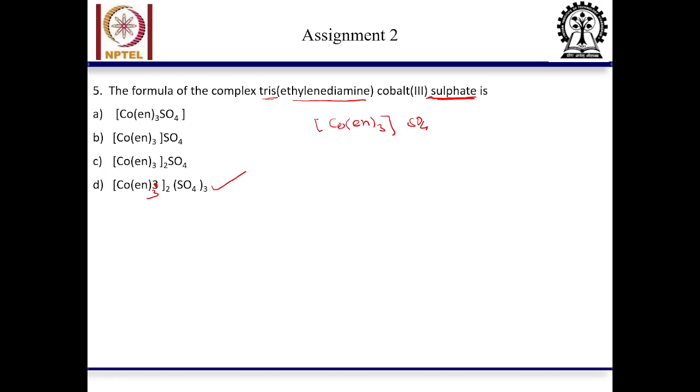This cobalt is in the +3 oxidation state, it's already written. So the charge on the coordination sphere will also be +3 because this is a neutral ligand. In sulfate it is 2 minus. Now if we want to balance, suppose this is A x minus B y plus, just do the reverse. So this 2 will come here and 3 will come here. So very simple. Okay. Next question.